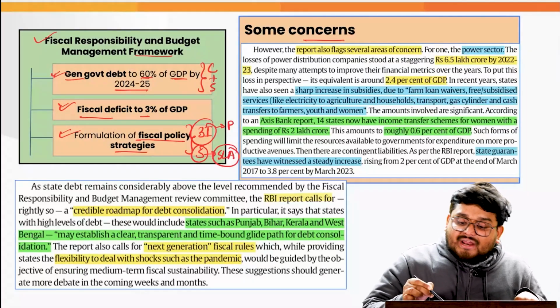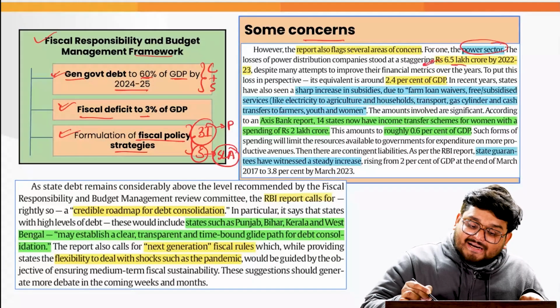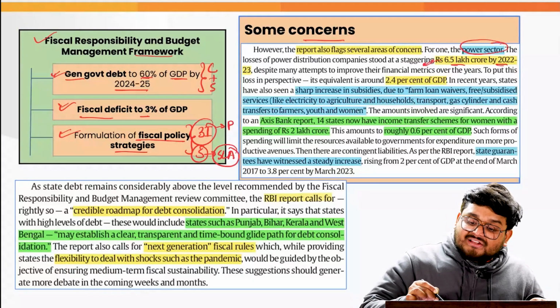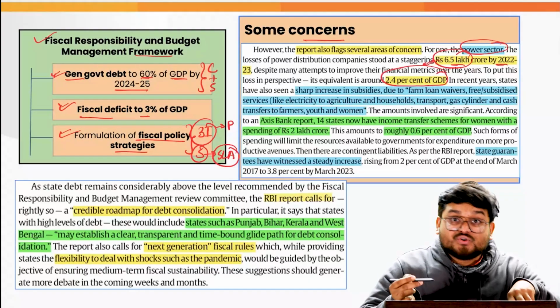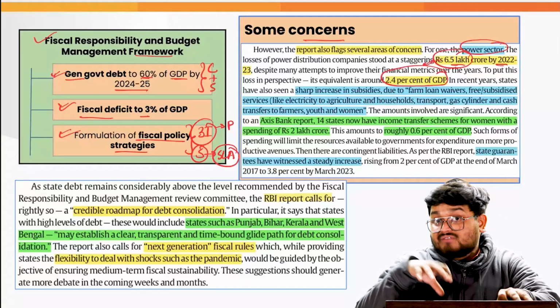Firstly, the report highlights these concerns, for example, of the power sector, where there is 6.5 lakh crore debt by 2022-23, correct? Also, we have to understand this number is 2.4% of our GDP, which is huge, right? So this is the debt of the power sector in various state governments.